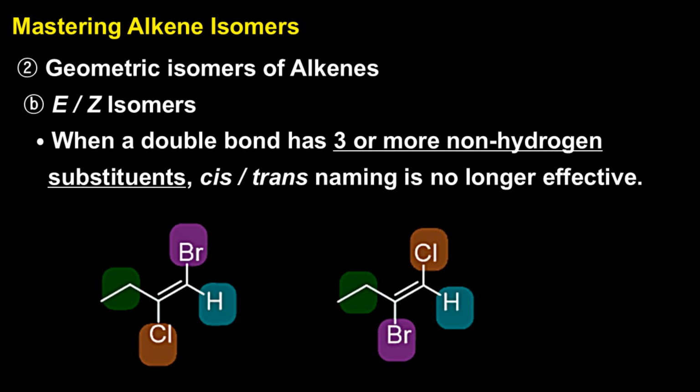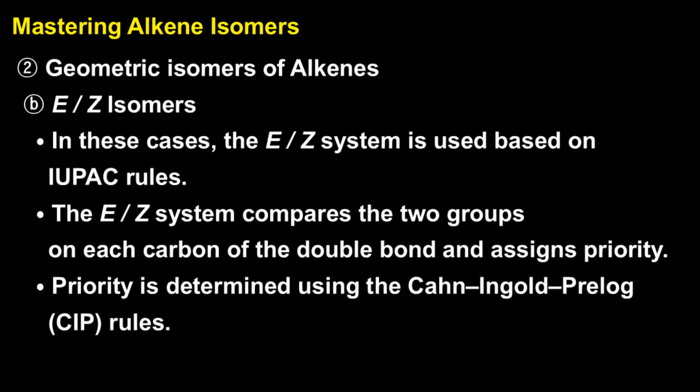So now that we know why we need the EZ system, let's talk about how it works. The EZ system is officially recommended by IUPAC, and the great thing is, it works in a much wider range of cases than cis-trans. Here's the basic idea. Instead of comparing identical groups like we do in cis-trans, the EZ system looks at the 2 groups attached to each carbon of the double bond and assigns priority to each one. Once we know which group has higher priority on each side, we compare their positions. If the 2 high-priority groups are on the same side, it's a Z isomer. If they're on opposite sides, it's an E isomer.